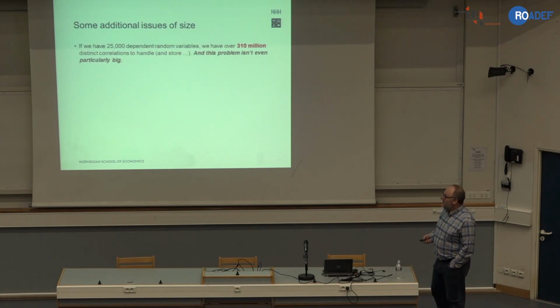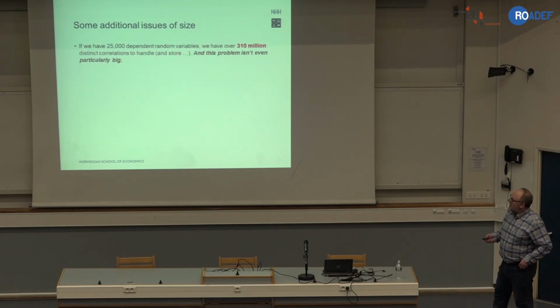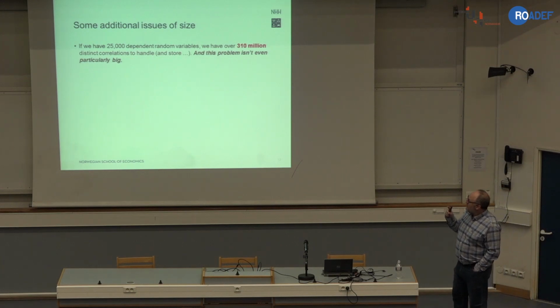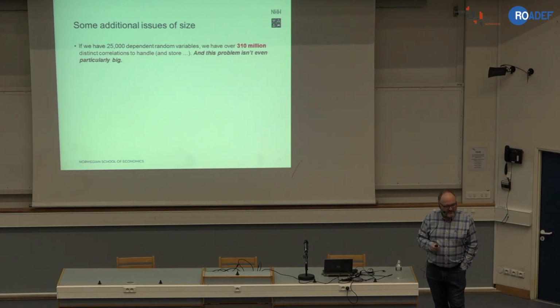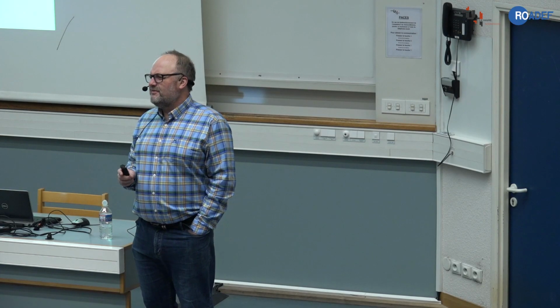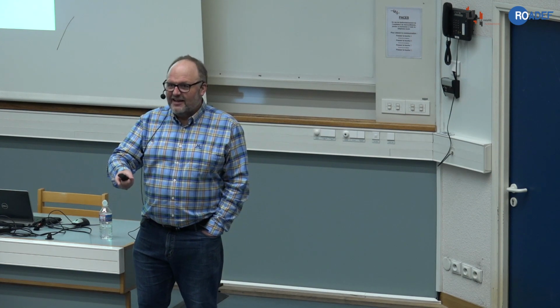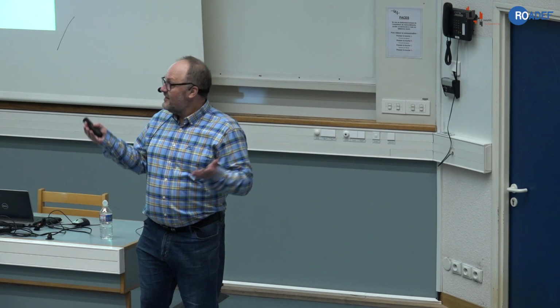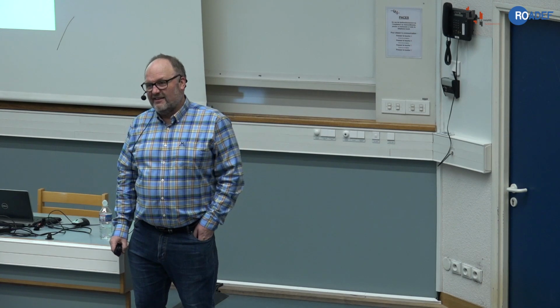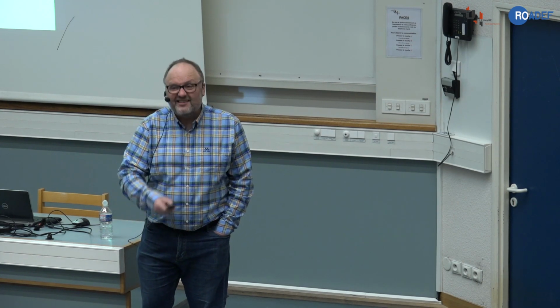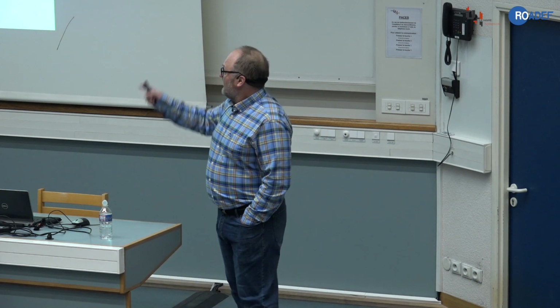Some additional issues of size apply whether you have data or not. If you have 25,000 dependent random variables, you have over 310 million distinct correlations. And this problem isn't even big. What do I mean when I say that? I'm not trying to be funny, right? If you want to do planning in a place like Beijing or Paris, and you want to split the day in time and space, this is not big. If you really want to use it to do your distribution in Paris, this is a small problem, if we want to be practical as OR people, right?